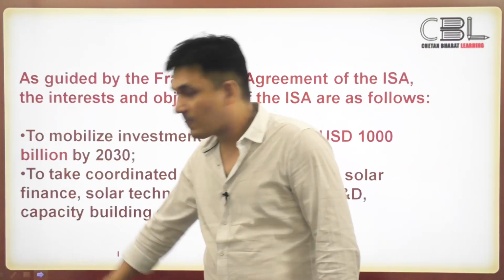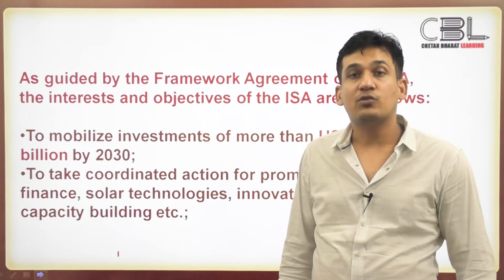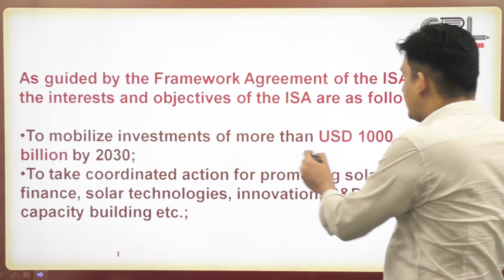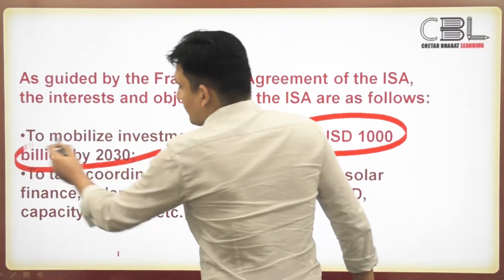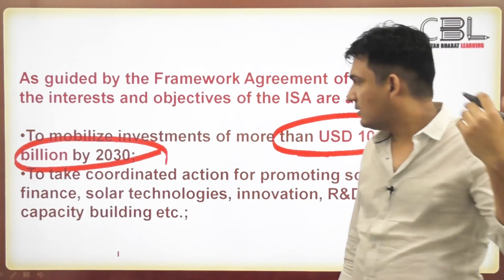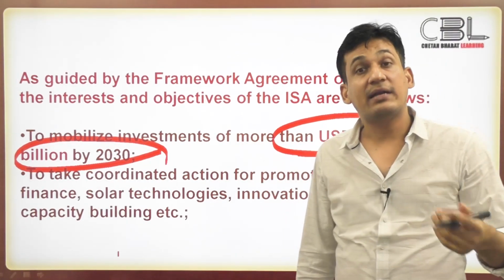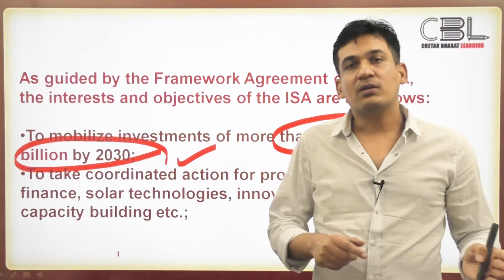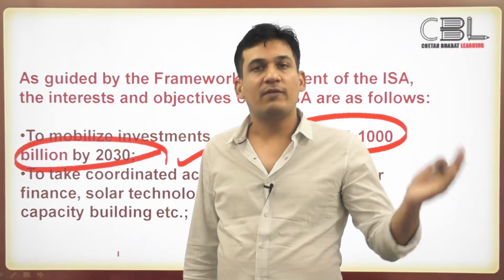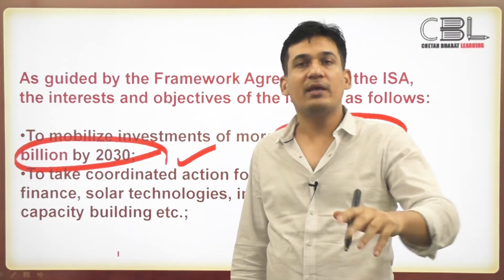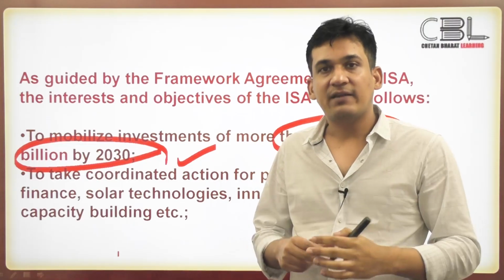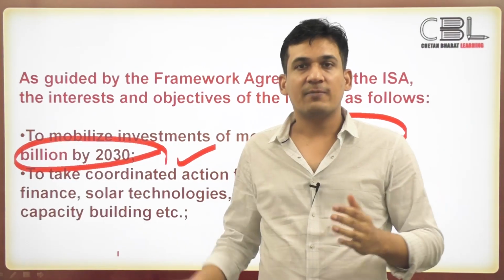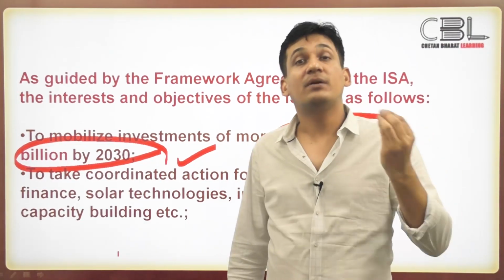Why does it exist? So the first and foremost objective is to mobilize a huge amount of money. $1,000 billion is the amount that the ISA wants to mobilize, that kind of investment in solar technologies by 2030. More companies getting into solar energy, more will be the investment. More investment will bring more R&D. More R&D will bring more consumer friendly products when it comes to solar energy. Better solar panels, cheaper solar panels.